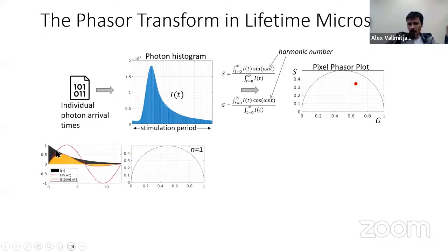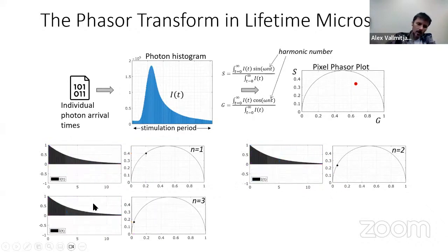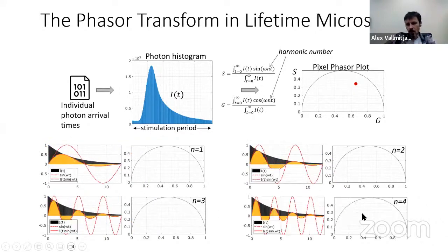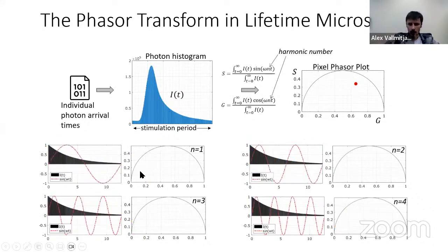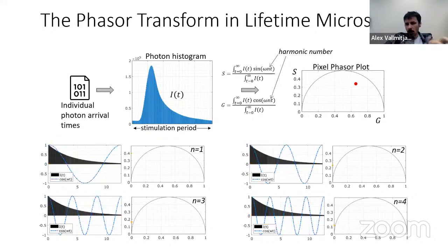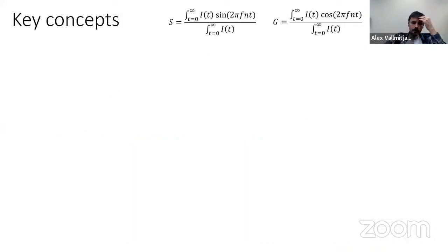So as an example, I gave you here for n equals 1, you're fitting 1 period of the sine and cosine functions. But what happens if you fit 2 periods? Well, you're going to capture different quantities, different shapes, and the same decay is going to fall into a different position on the phasor plot. High harmonics, and so on. As you notice, the same decay is giving you a different location on the phasor plot. This is one key point that I'm going to use later to explain the high harmonic separation.